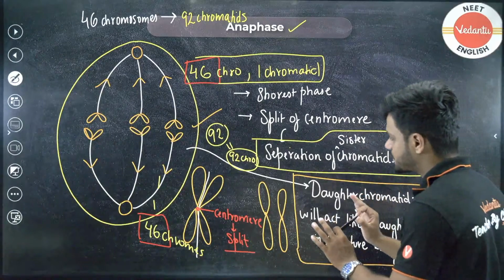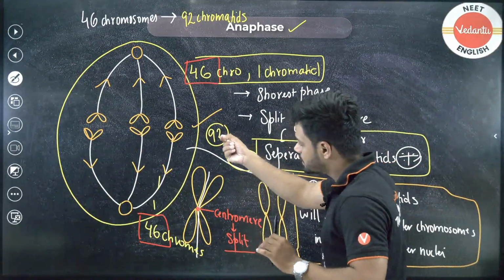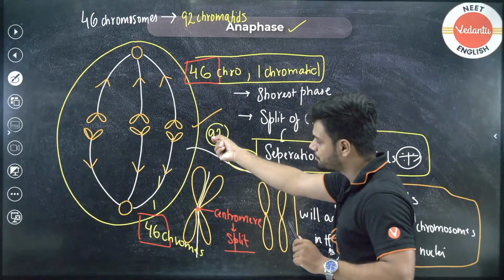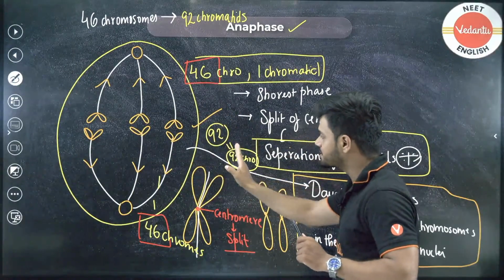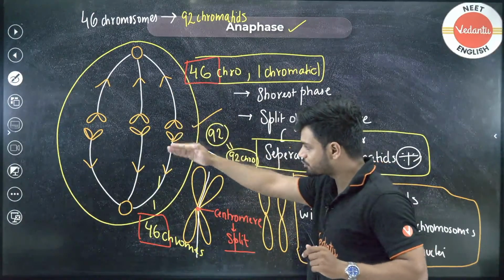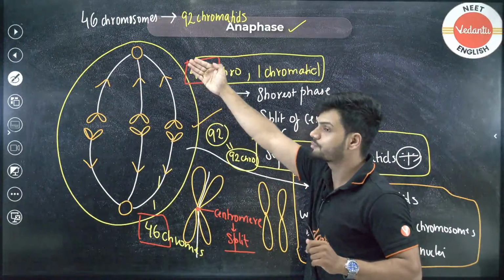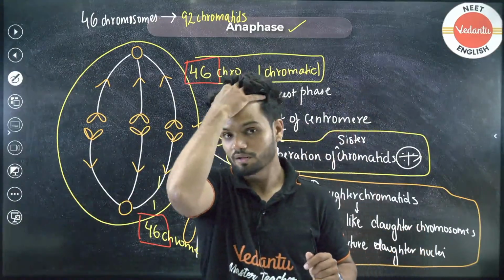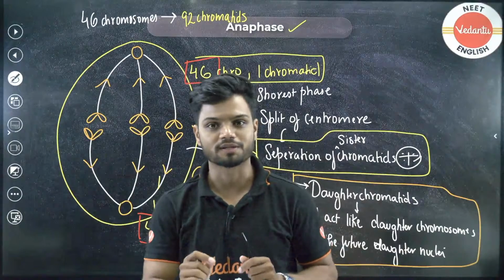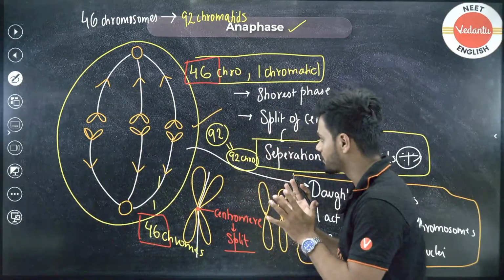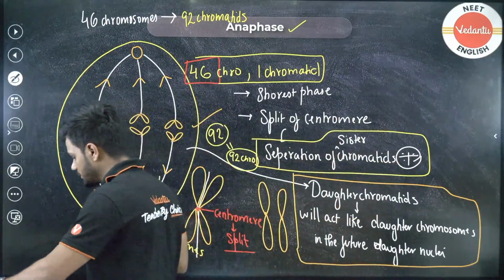In anaphase, each chromatid is acting like a chromosome. So 92 chromatids means 92 chromosomes. 46 chromosomes this side, 46 chromosomes on the other side. This is the concept which I want my students to understand. Now, we will stop here.